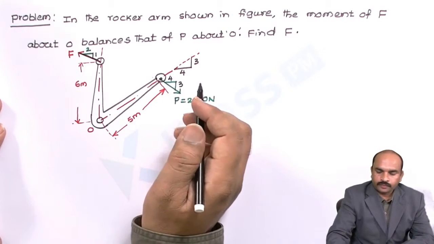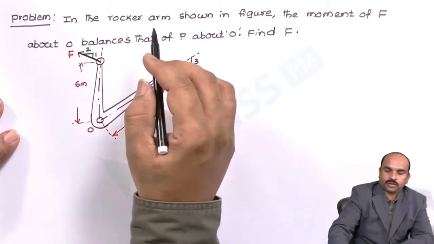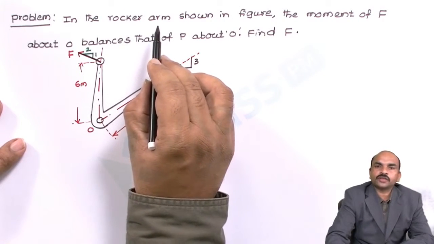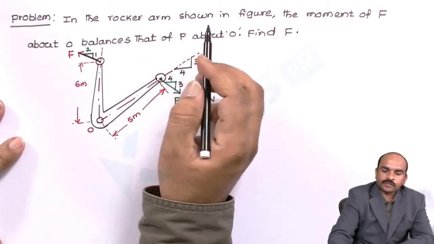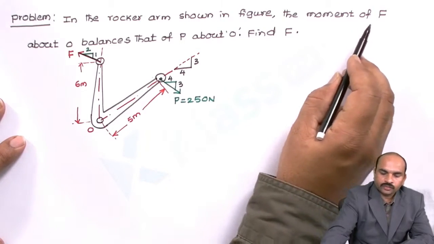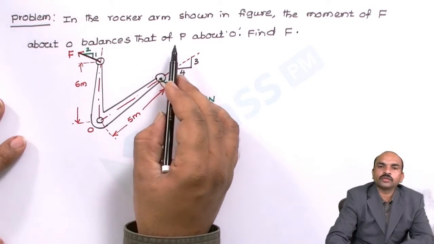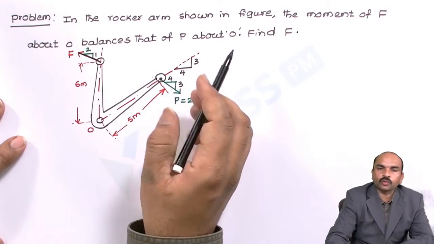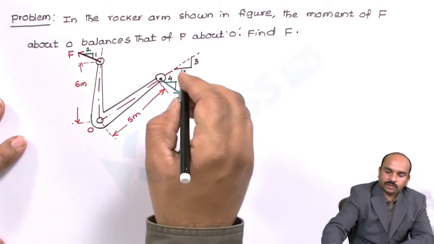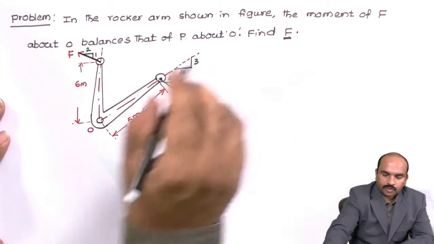Let us take a problem on moments, another model. So in the rocker arm, a rocker arm is a part which is used in vehicles. Shown in the figure, the moment of force F about the point O balances that of force P about the same point O. So find F. So he is asking to calculate the force F value. This we have to calculate. Let us solve this problem.